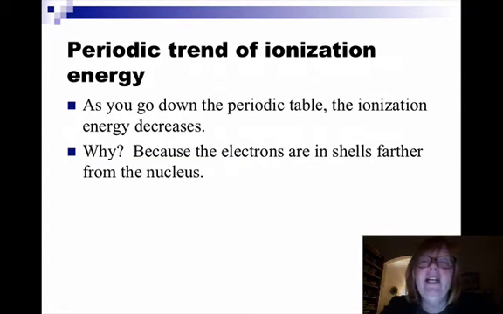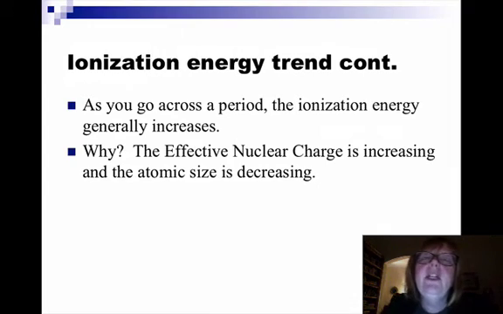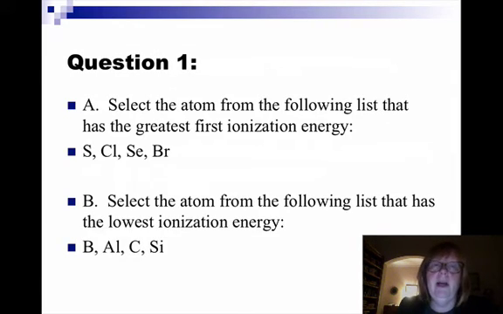And why is that? That's because these electrons are now farther from the nucleus when you go down the periodic table. So it's just the opposite of size. The atomic size is increasing, but the ionization energy is decreasing as you go down from top to bottom on the periodic table. And as you go across a period, remember the size was decreasing, and so those electrons are being more tightly held by that positive nucleus, so the ionization energy will increase as we go left to right.